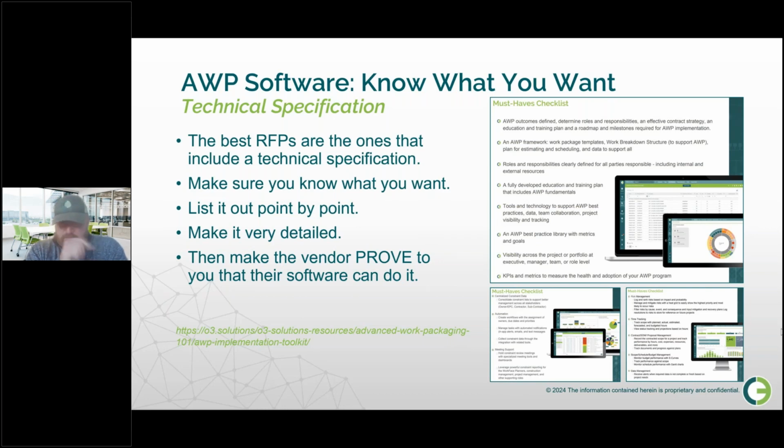So there's a link here to our AWP implementation toolkit. One of the things in there is a technical specification, which lists for AWP software, here are the kind of things that you need it to be able to do. So it's a list of hundreds of items that say it must be able to do this, this, this, this, and this. It's quite high level. There's a lot of detail to it, but you can expand it further. You can shrink it down to make it required for what you want. But there's a free version right on our website. You're welcome to go and use it and use that as the basis for your assessments.